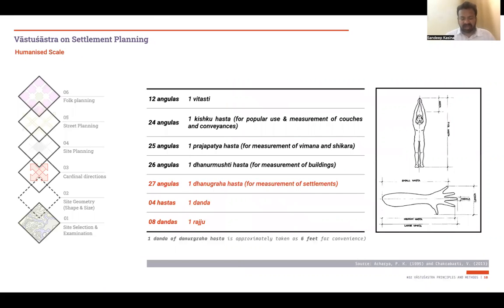Before that, we should understand the humanized scale that we use for this particular approach. The important measurement that we need to keep in mind is that 1 danda of the Nukkara Hasta is taken as 6 feet, for our convenience of present-day measurement scale.